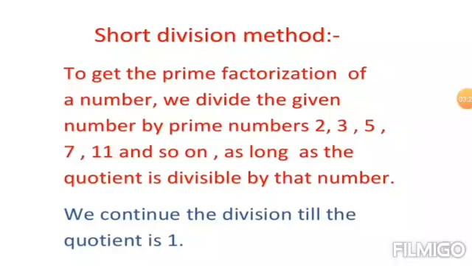So the prime numbers are 2, 3, 5, 7, 11 and so on again. As long as the quotient is divisible by that number, we continue the division till the quotient is 1.